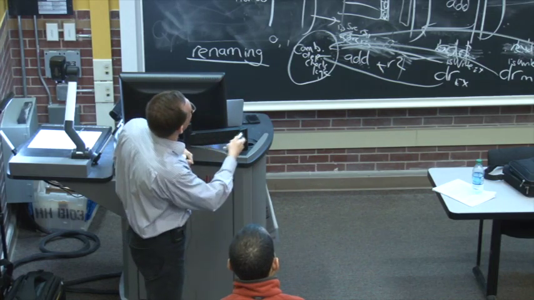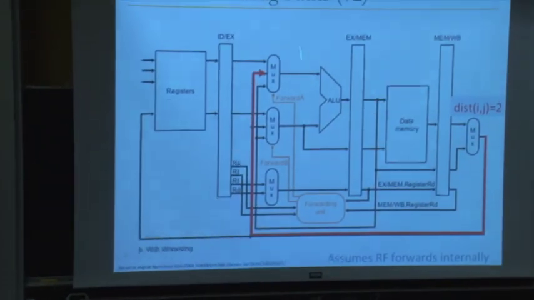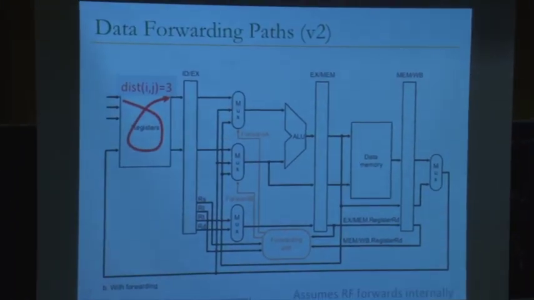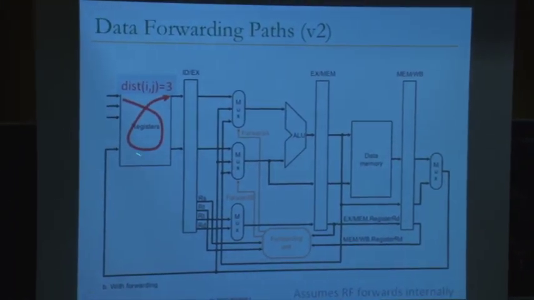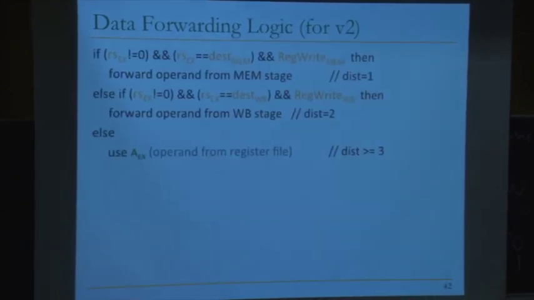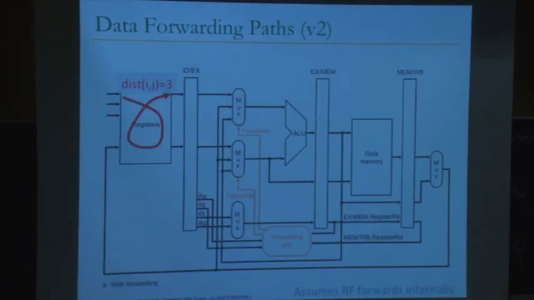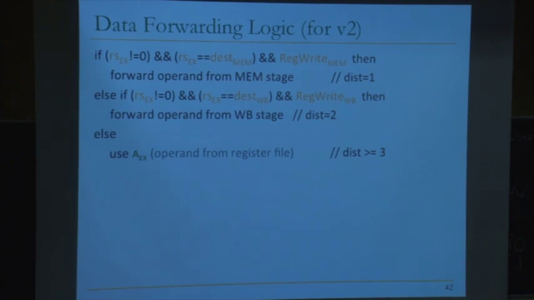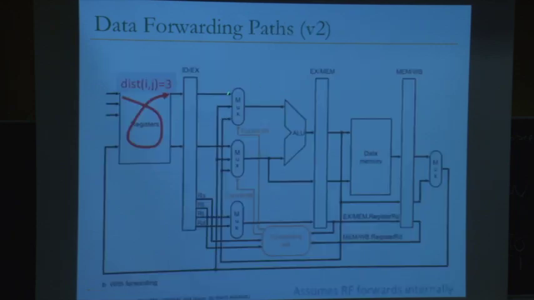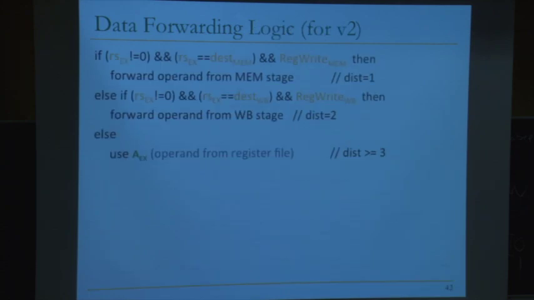Okay, and this is the other path for instructions that have a distance of 2. Again, muxes are here. And, well, here we assume this internal forwarding in the register file. So what is the data forwarding logic for this version 2? Basically, it's this. If the register source in the execute stage here needs a register.